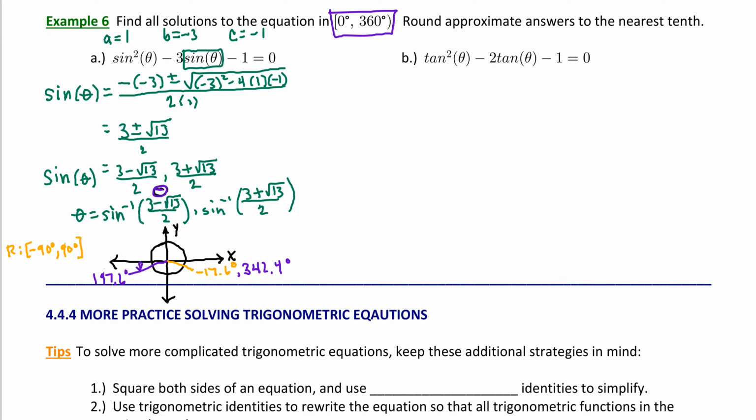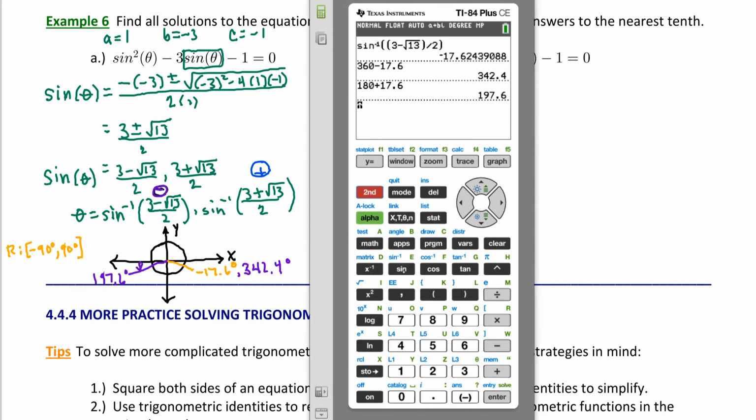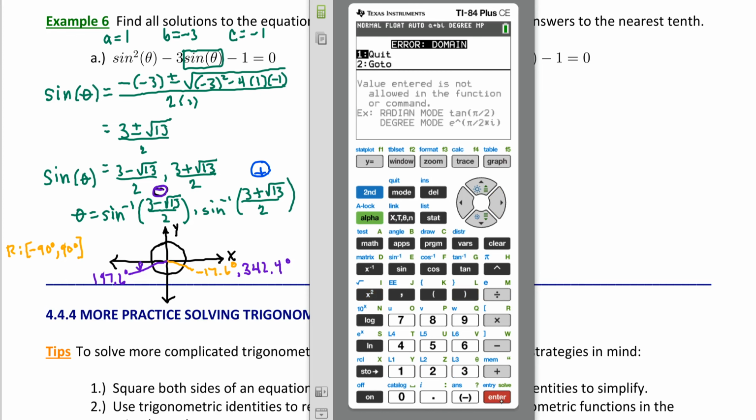Now, we're halfway there because notice we have another inverse sine to evaluate with the calculator. We can see that this is going to be a positive value in our sine. So inverse sine of, in parentheses, 3 plus the square root of 13 over 2 yields a first solution.